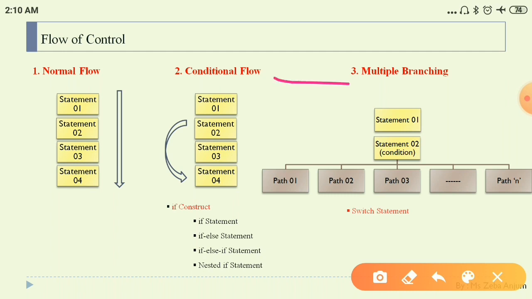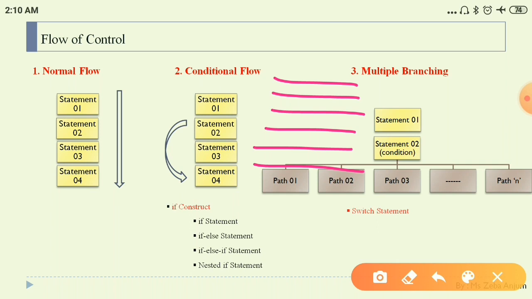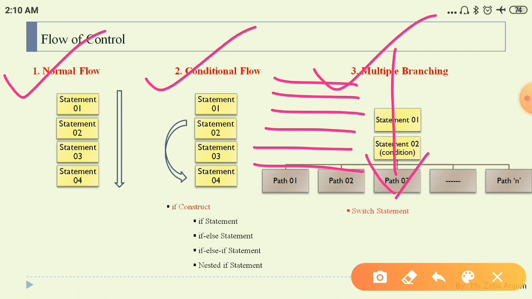Okay, your program contains several lines of code. Now your flow of control determines whether your program is going to be executed sequentially or non-sequentially. For the sequential flow of control we have this first one, and for the non-sequential flow we have this second and third category.